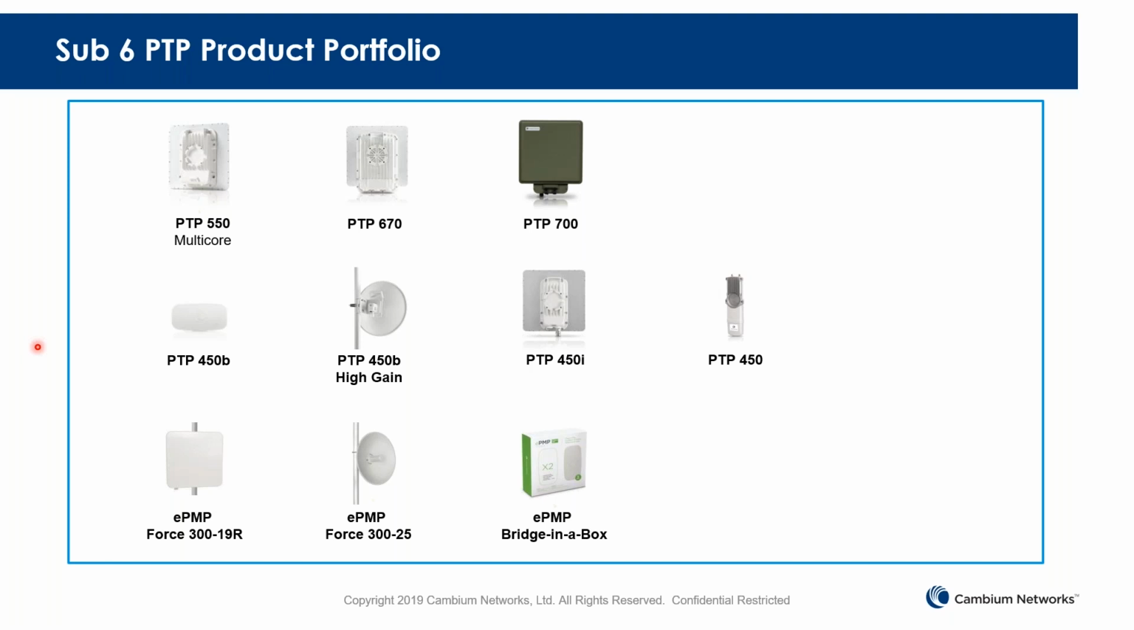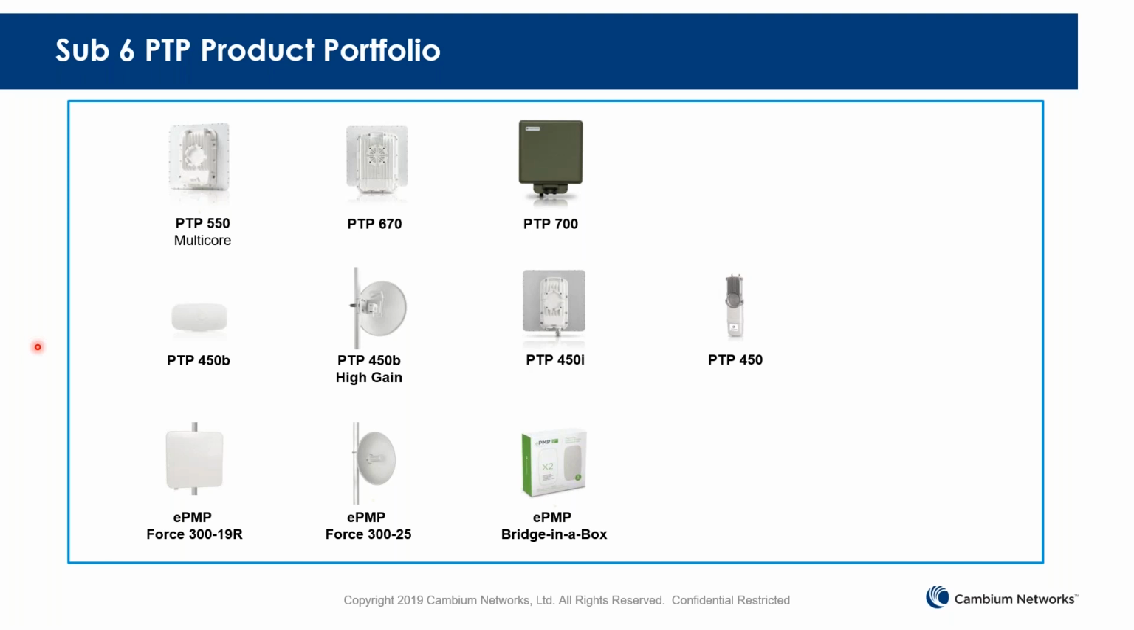So we'll start with the PTP 550. That's mainly a dual band radio, which means inside the radio you have two separate radios, and both radios operate independently of each other. This 550 is based on the 802.11ac chipset that we have. It's a really low cost, affordable product, which is primarily used for high capacity.